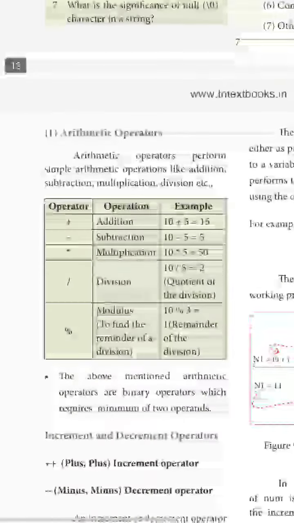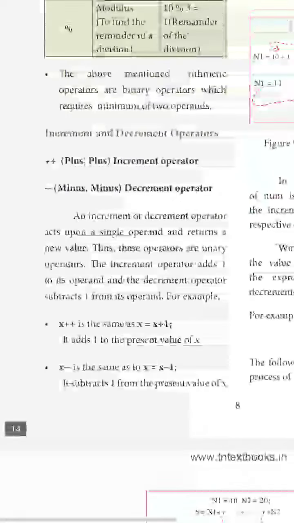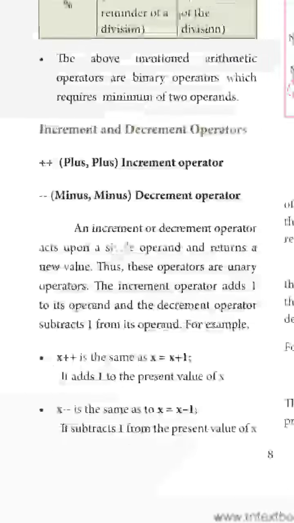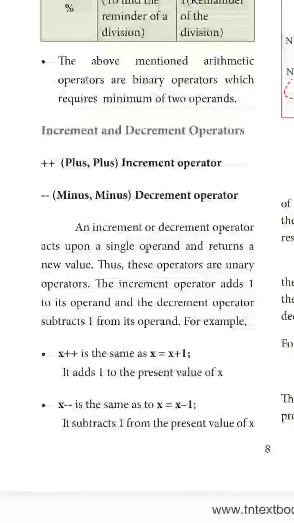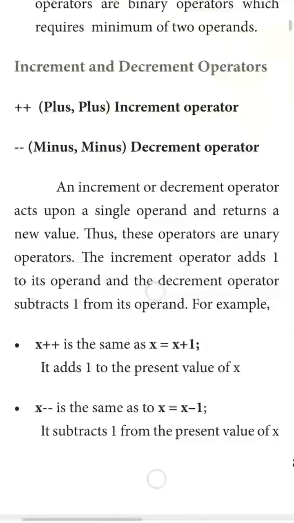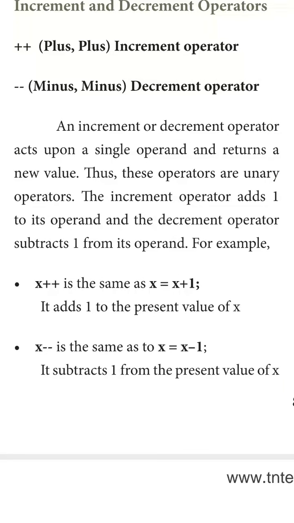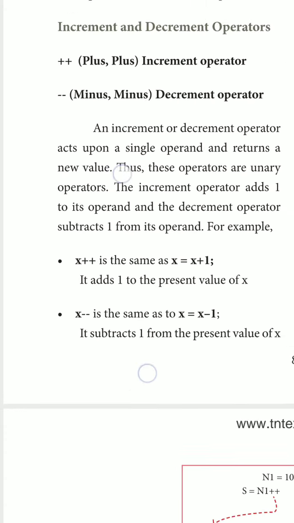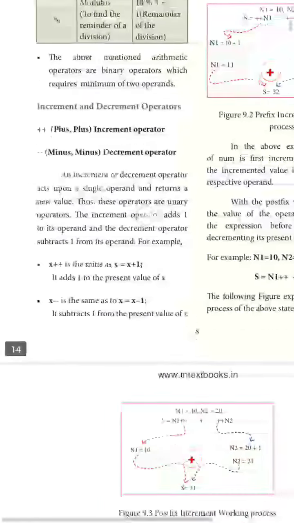So in that we have seen arithmetic operators. Today we are going to see the increment operator. There are two types: the increment operator and the decrement operator. Increment means plus plus, and decrement means minus minus. So x plus plus means x is equal to x plus 1, which adds only one to the existing value. And x minus minus reduces only one from the existing value.